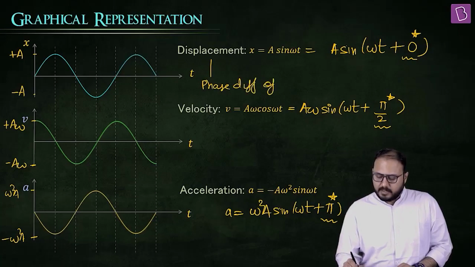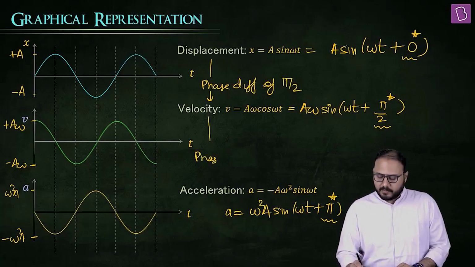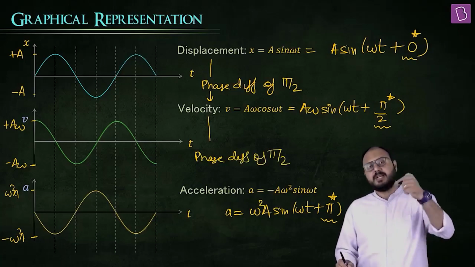Phase difference of pi by 2. Correct? As you go from velocity to acceleration, there is a phase difference of further pi by 2, and from displacement it's pi. Correct.